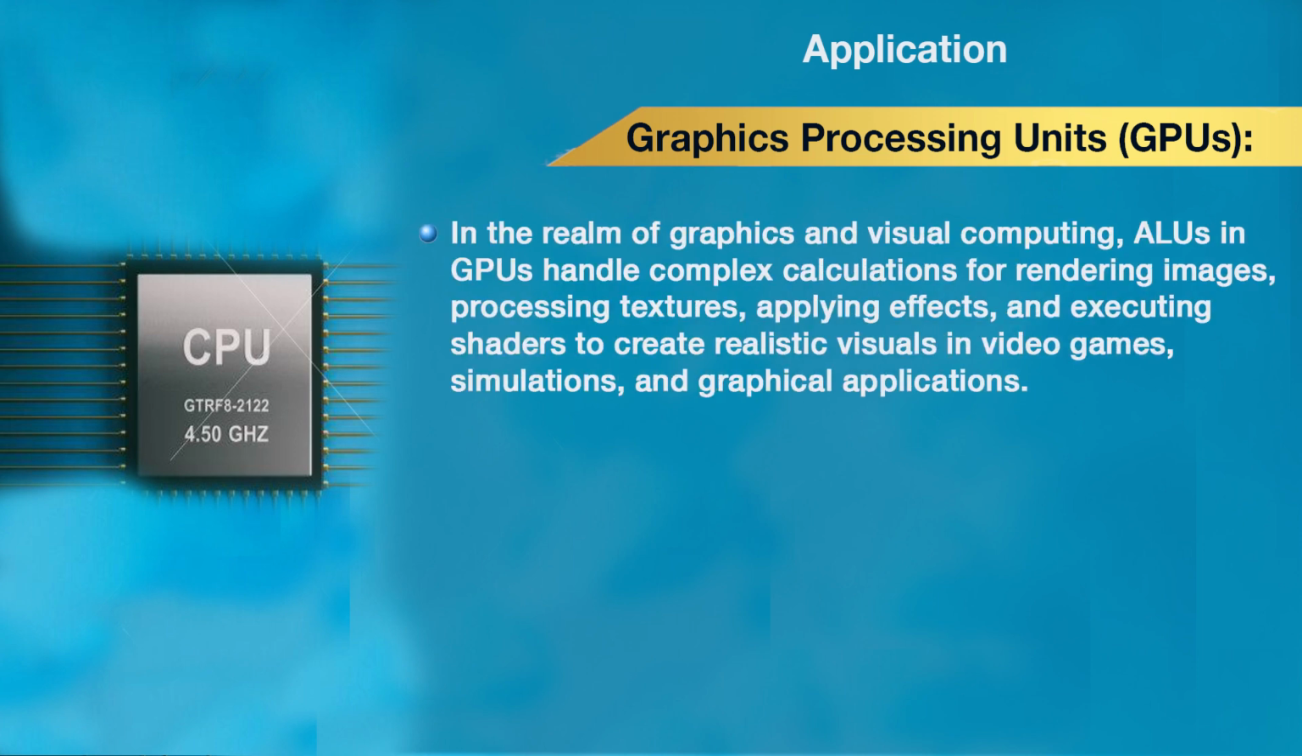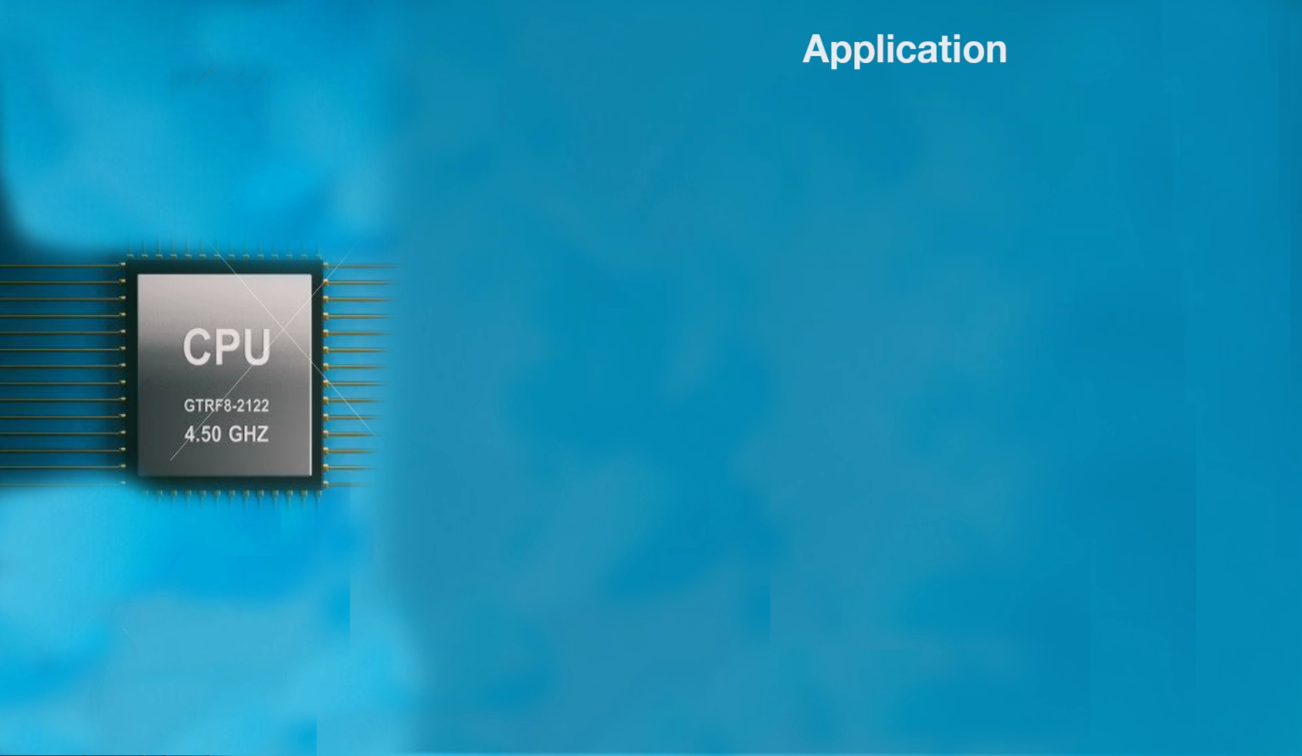Graphics processing unit, that is called GPU. In the realm of graphics and visual computing, ALUs in a GPU handle complex calculations for rendering, image processing, texture mapping, lighting effects, and executing shaders to create realistic visuals in video games, simulations, and graphical applications.